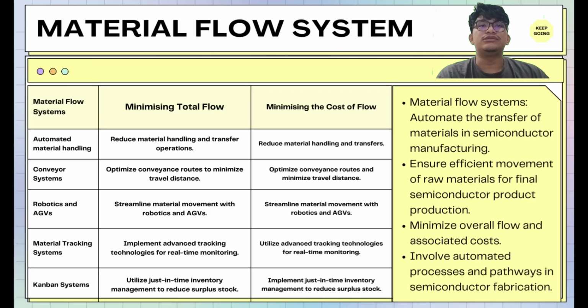units. Material flow system. Basically, the material flow system automates the transfer of material in semiconductor manufacturing. Then, it ensures efficient movement of raw material for final semiconductor production, and minimizes overall flow and associated costs. It involves automated processes and pathways in semiconductor fabrication. This is the material flow system. First, they have automated material handling, conveyor system, robotics and AGV, material tracking system, and Kanban system. This will help to minimize total flow and the cost of flow.